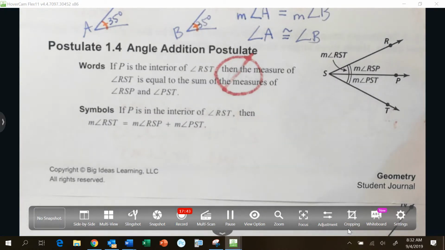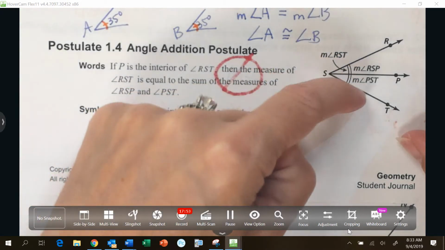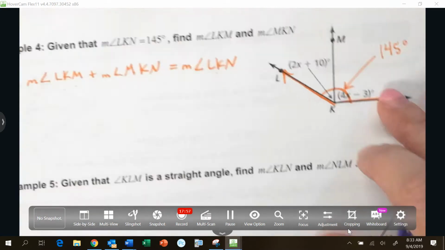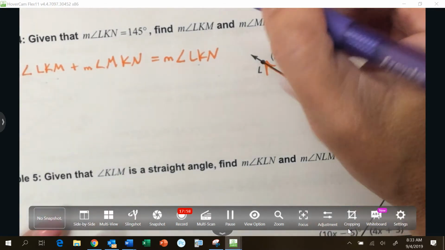Raylan, there is a postulate that we just went over. Can you tell me the name of that postulate? The angle addition postulate allows me to add the two smaller angles together and get the big angle. So that is the reason I'm allowed to do this. It's the angle addition postulate.